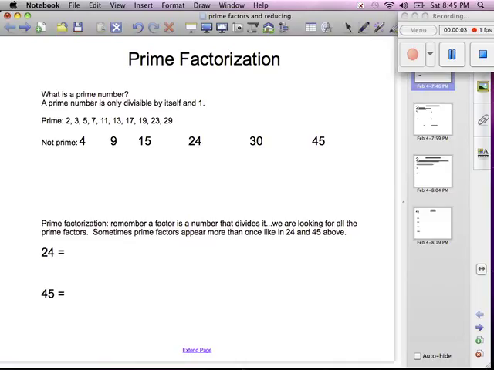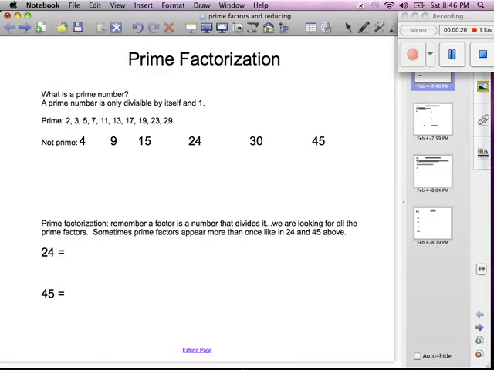Hi, I want to talk about prime factorization so that we can get ready to reduce fractions. So what is a prime number? A prime number is only divisible by itself and 1. So 2 is prime, 3, 5, 7, 11, 13, 17, and so on. There are millions of primes.